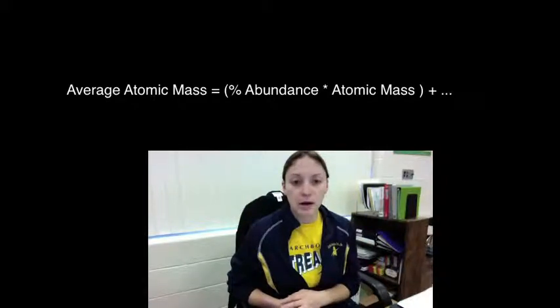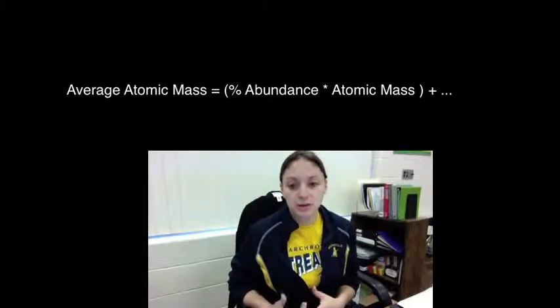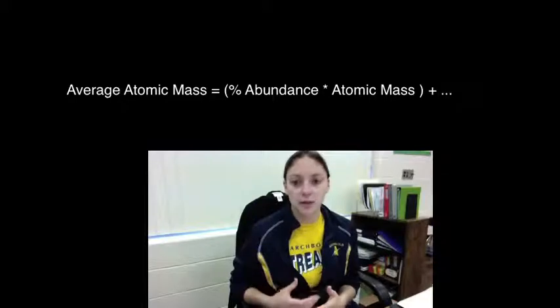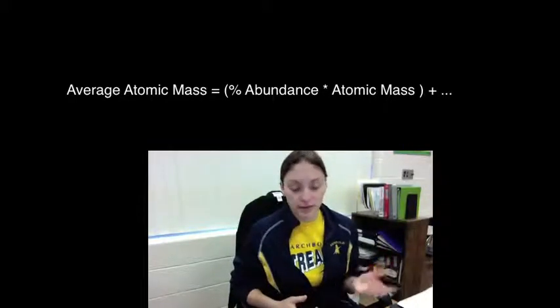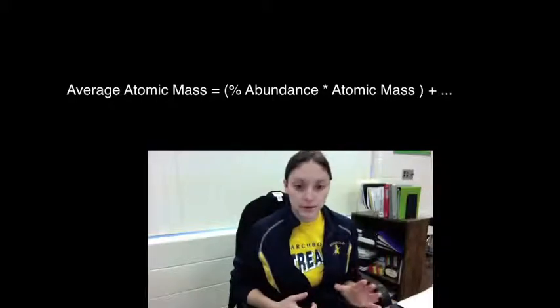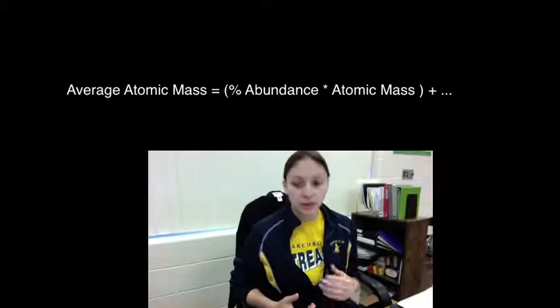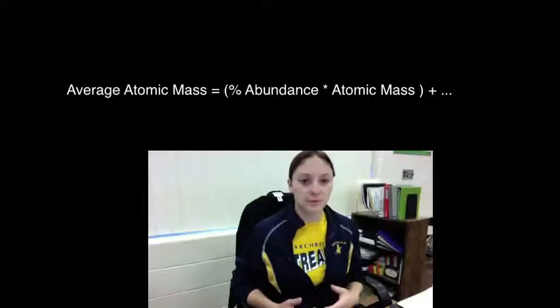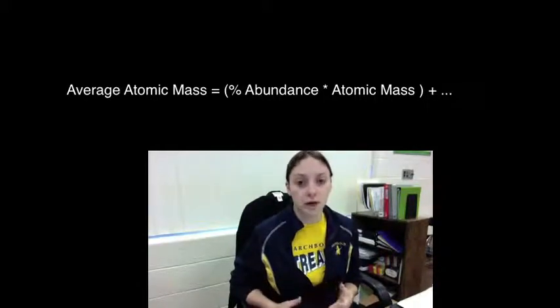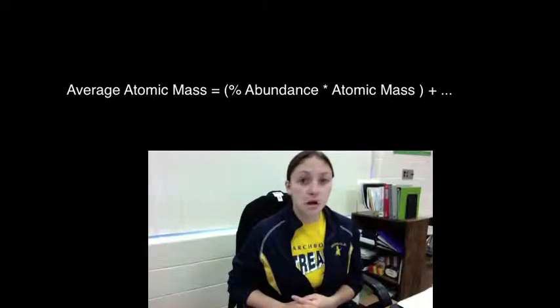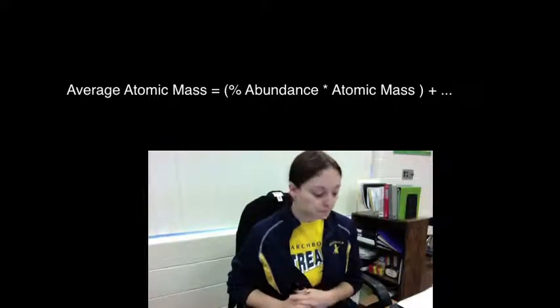The atomic mass, or average atomic mass, of any element is calculated by summing the products of each isotope's percent abundance times its atomic mass. So that's what we have listed on the screen here: percent abundance times atomic mass, plus the next percent abundance times atomic mass, plus the next, depending on how many isotopes you have for a certain element. Some elements have lots of isotopes, like 10 or 20. Others have 2 or 3.